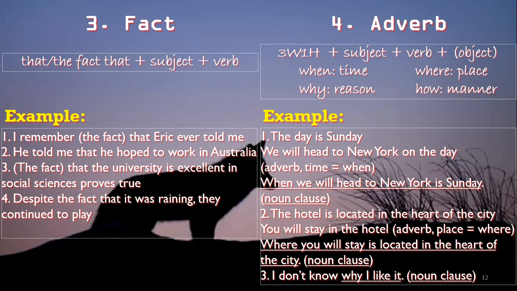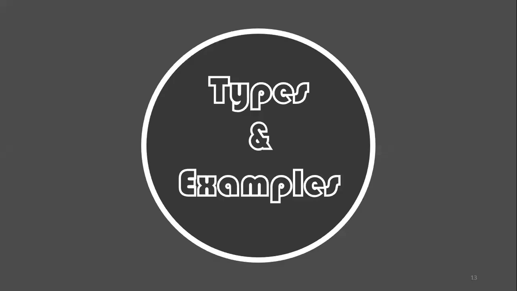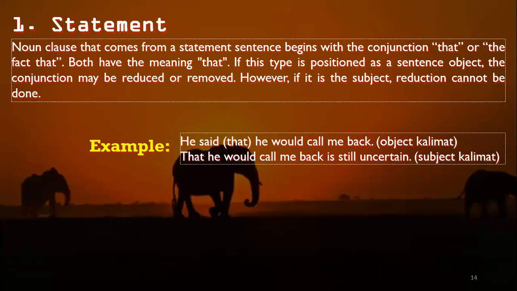For the example is, the day is Sunday. We will head to New York on the day. If we merge those two sentences, it will be, we will head to New York on Sunday. Next, the types and the function.